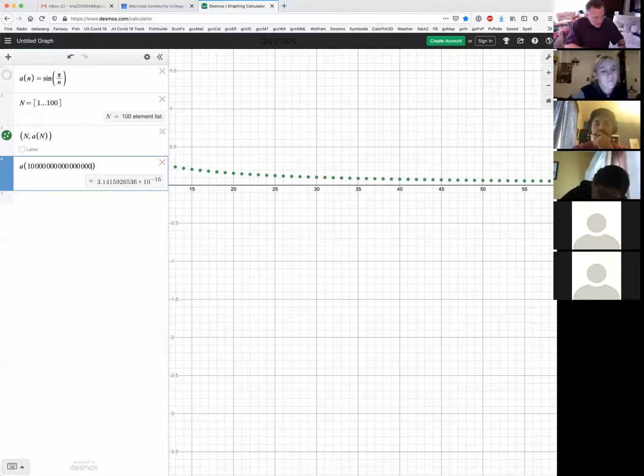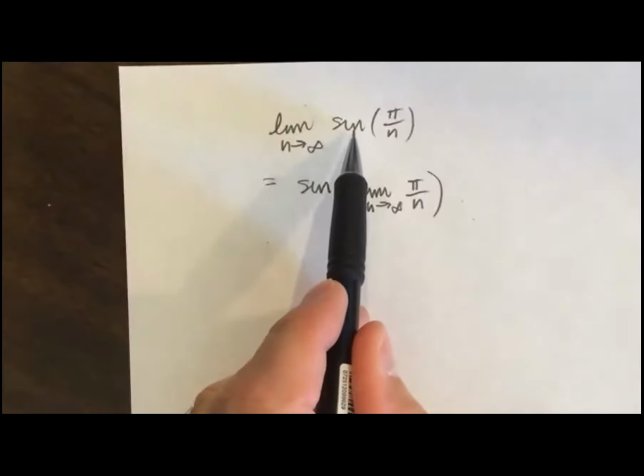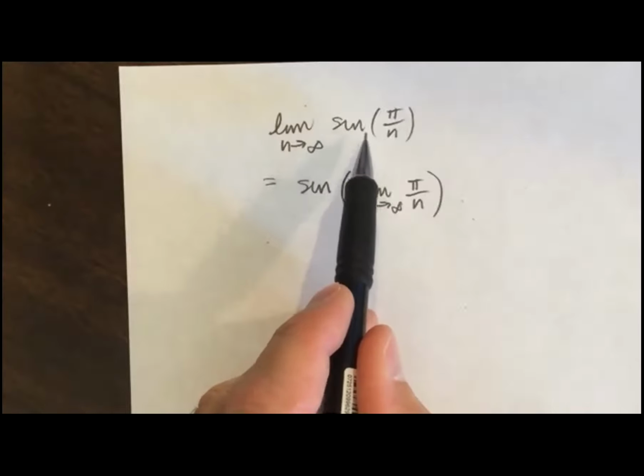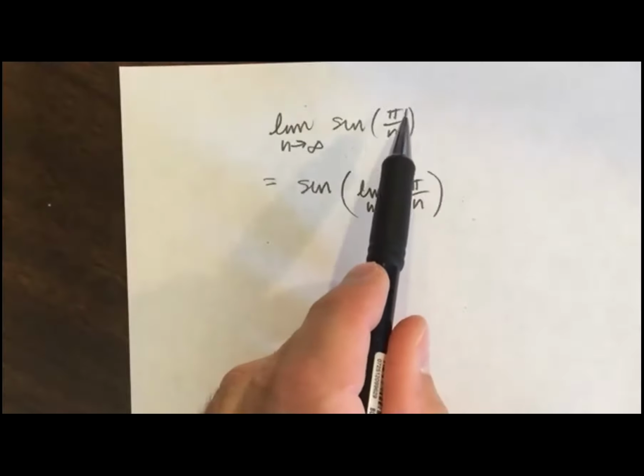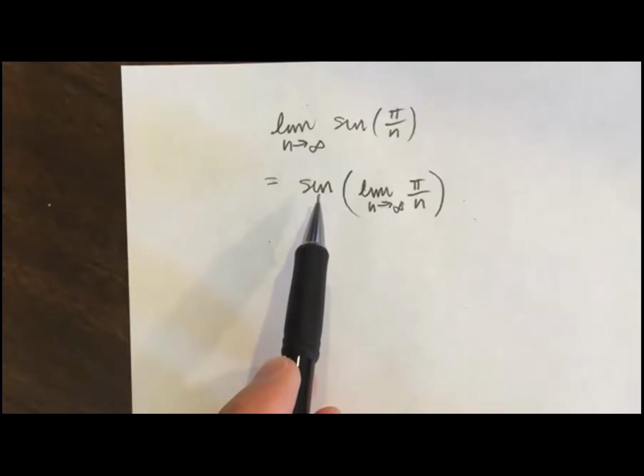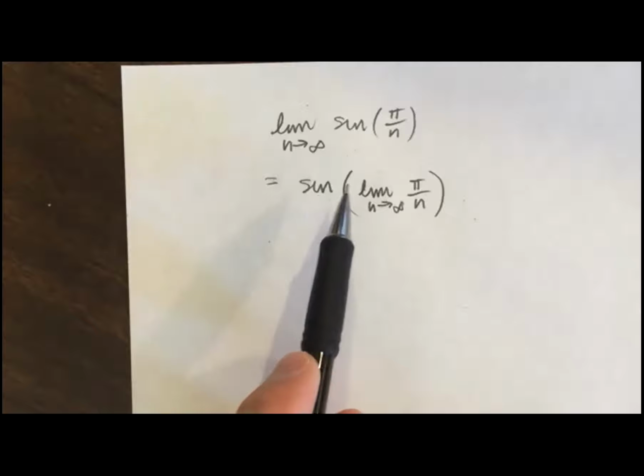So here's the argument. Is this the same as the sine of the limit as n goes to infinity of pi over n? Meaning, if I know where the values that I'm plugging into the sine function are going, then can I figure out where these values are going and then take the sine? In other words, can I pull the sine outside the limit?